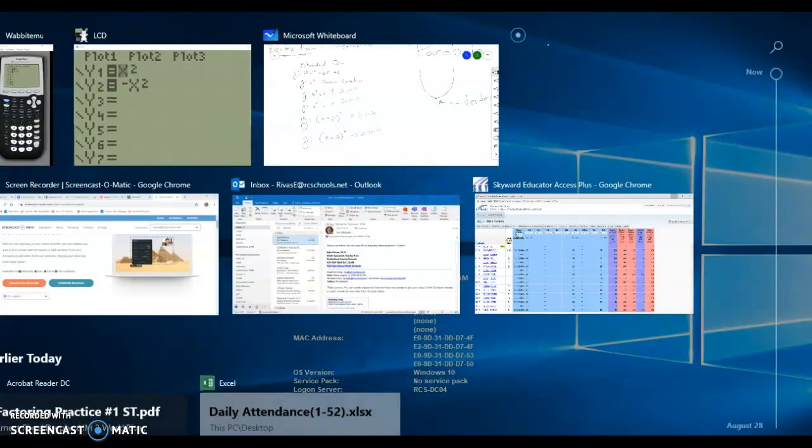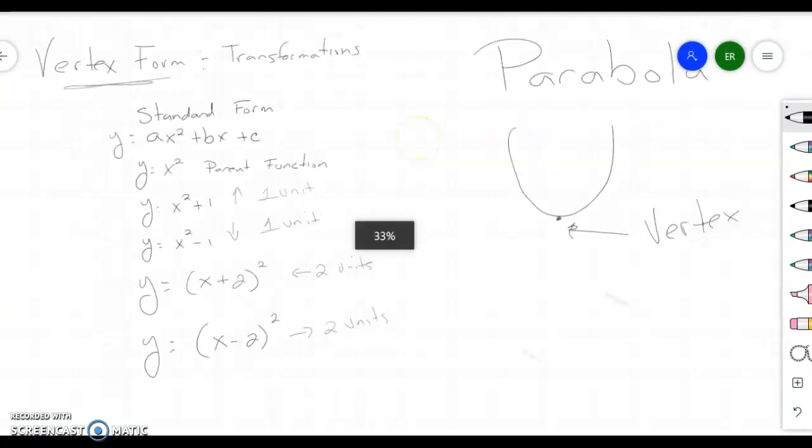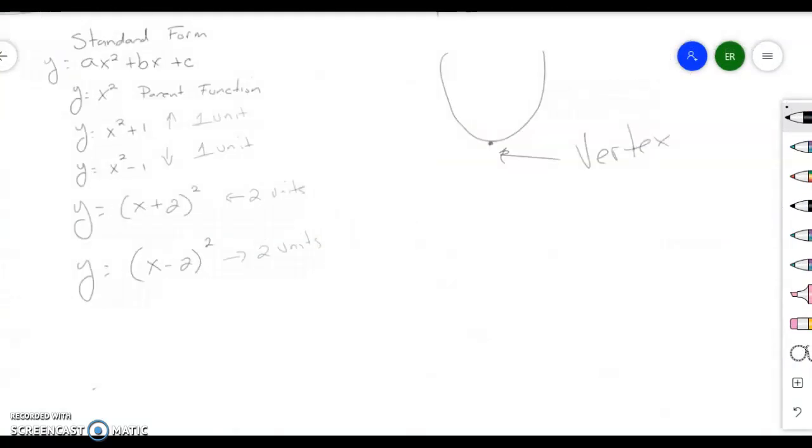So we're going to go back here and add that to our notes. Let's scroll up a little bit. We're going to say if A is greater than 0, so it's a positive value, then the graph is going to open up. If A is less than 0, the graph is going to open down. So for a positive A, your graph would look like that. For a negative A, your graph would look like that. Okay, so that's the basics of the movement.